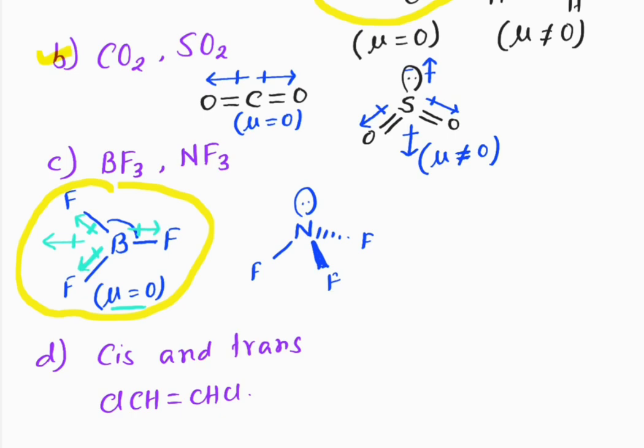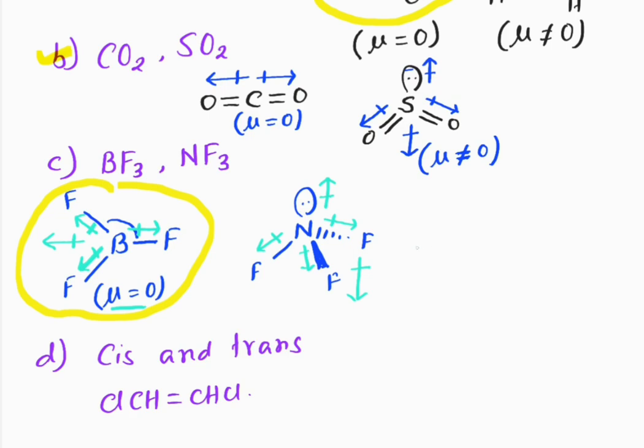But in the other case, the situation is different. First of all, this is an unsymmetrical molecule. Moreover, you see that the resultant of the bond moments due to the 3 N-F bonds will be acting downward, whereas the moment due to this lone pair of electrons is acting vertically in the upward direction.